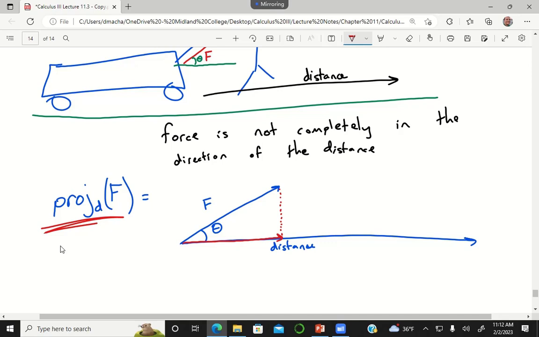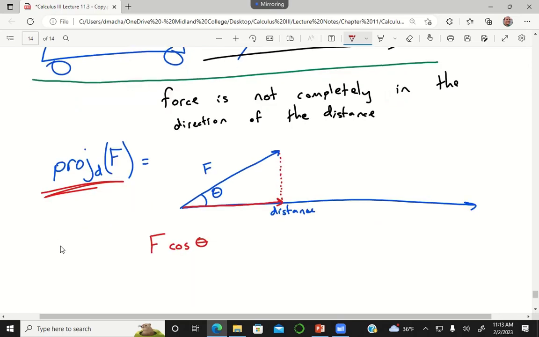And just in terms of trigonometry, this would be F cosine theta, because cosine theta is the ratio of the adjacent side to the hypotenuse, and we want the adjacent side of this right triangle here. And so, of course, F was 65. What is cosine of 45 degrees? Root 2 over 2.